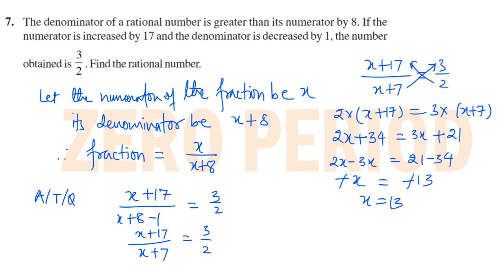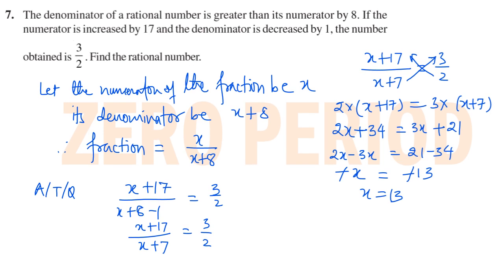You got x, that means you got the numerator. Now our next task is to get the denominator. Therefore you can write the numerator is 13. So how will we get the denominator? Denominator is 8 more than the numerator. So 13 plus 8. 13 plus 8 is 21, I think. Yes. So 13 and 21 are the numerator and denominator.